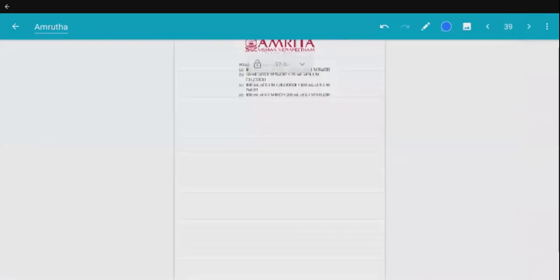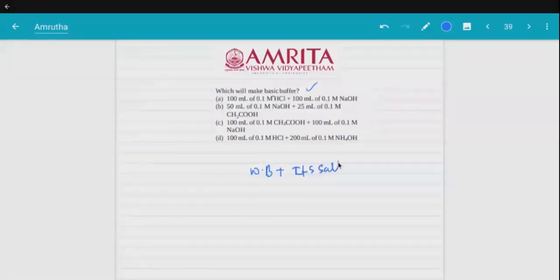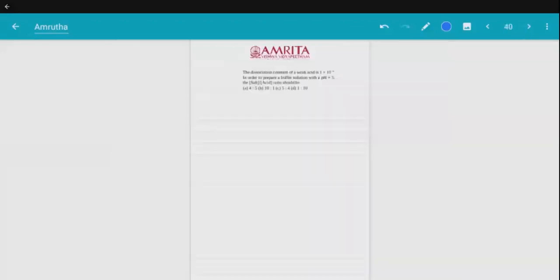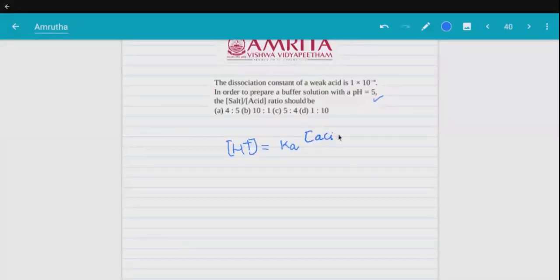I think you can easily solve this now. So what you have to do? Basic buffer, so weak base plus its salt. Done. Same thing you can proceed. Now you can practice this question also. Same, buffer solution, we have given the formula, right? So H plus is equal to Ka into what I've got here, acid by salt.